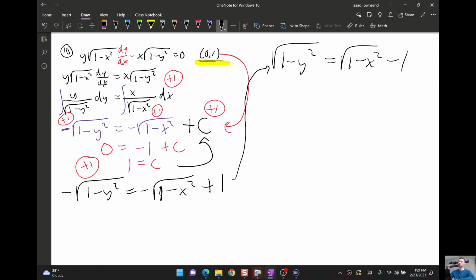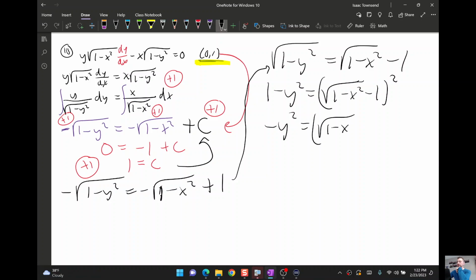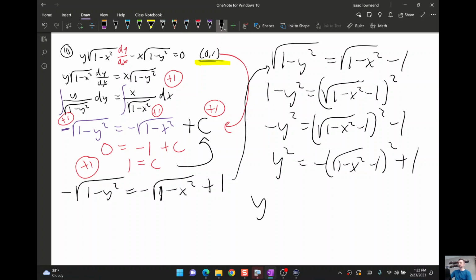How do I get rid of this? Square. So if I square all the left side, I have to square all the right side. You don't get to just square this one and then square that one. That's not how FOIL works. Square the whole right side. How do I get rid of this 1? Plus 1, minus 1. So take away 1 from both sides. How do I get rid of the times? Divide by -1, or multiply both sides by -1. And how do I get rid of a square? Square root.